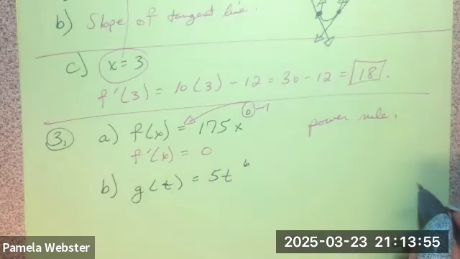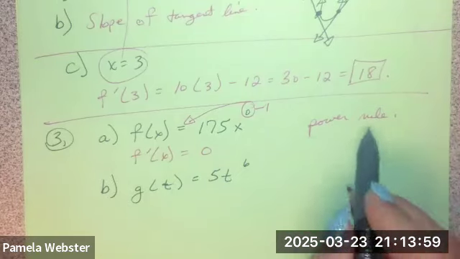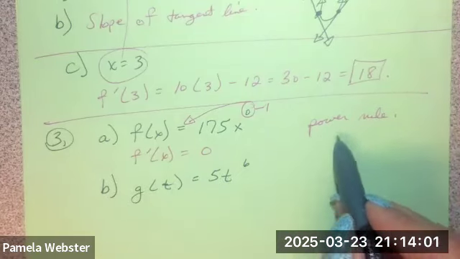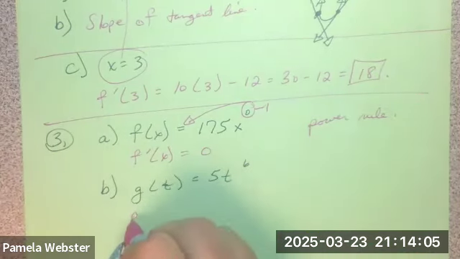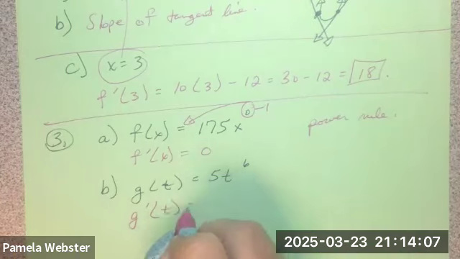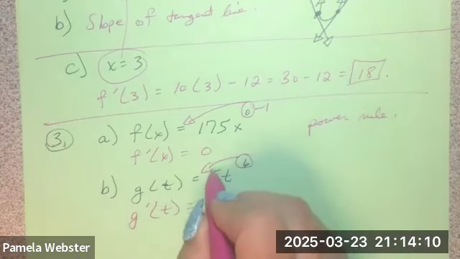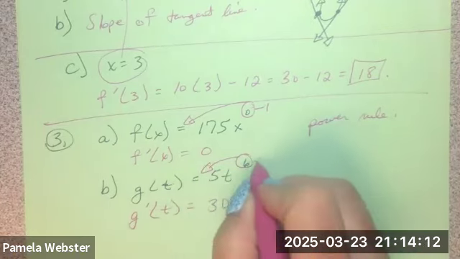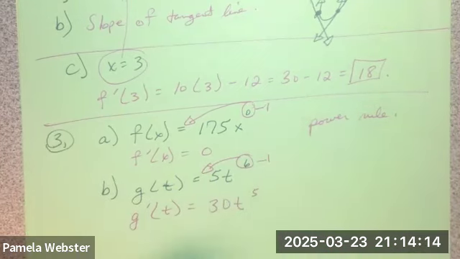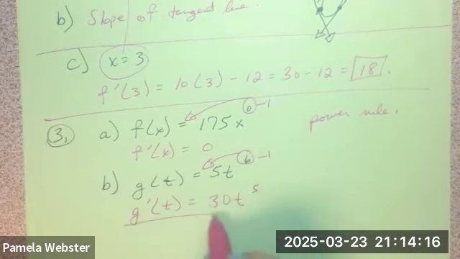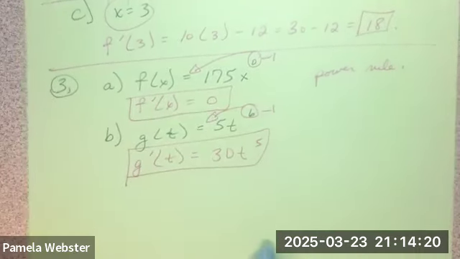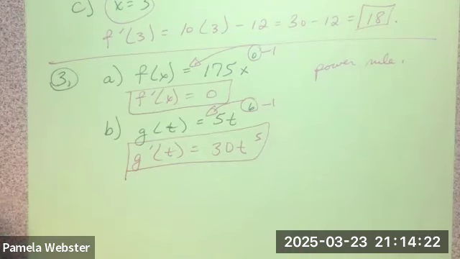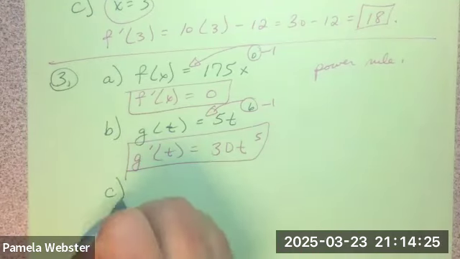Okay, g of t is 5t to the 6th. Again, I think it's a power rule, right? So I'm going to use power rule, and go ahead and do this on your own. This one should be fairly safe and fast. 30t to the 5, right? I don't think you're going to have several of these that are tricky. I expect you to be able to do them pretty quickly, right?